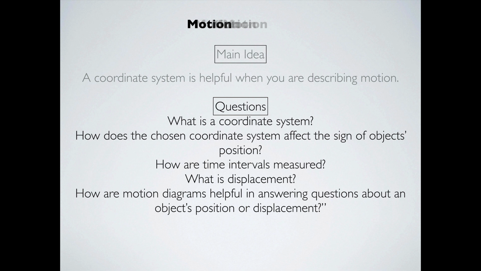Now right quick, as I'm looking at the questions, the second question there, how does the chosen coordinate system affect the sign of object's position? We're actually not going to discuss that in this video. I'll have to save that for another one.